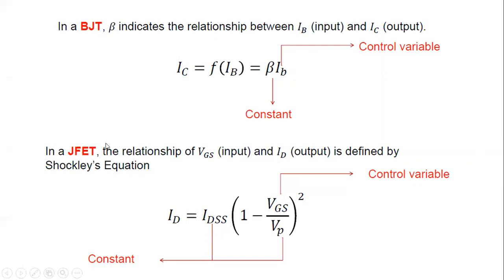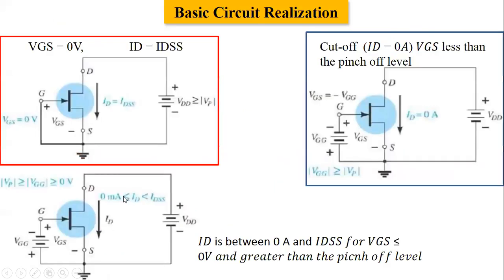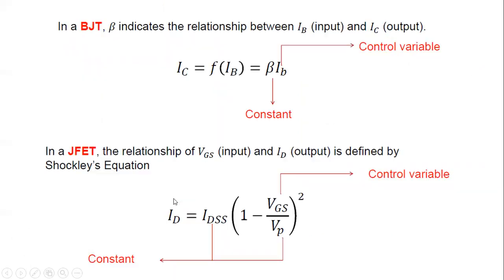A similar one will be formed in case of the JFET. So we will get ID equals IDSS times (1 minus VGS upon VP) squared. We have to observe that within this equation, the ID current has a value between 0 and IDSS, as we have learned here. That's why there is a function 1 minus VGS upon VP.